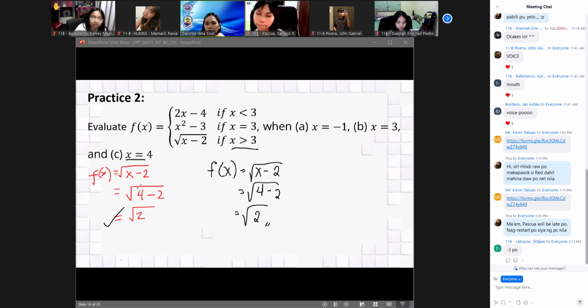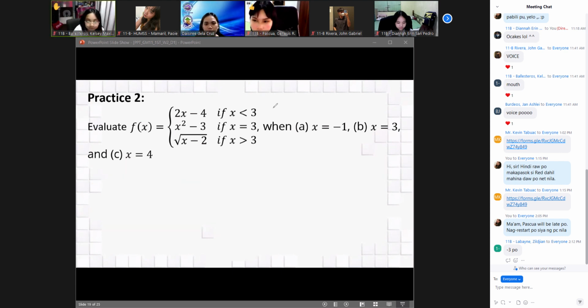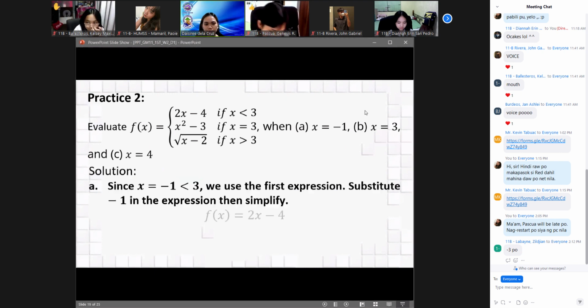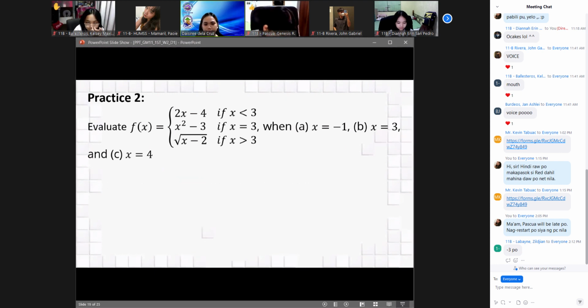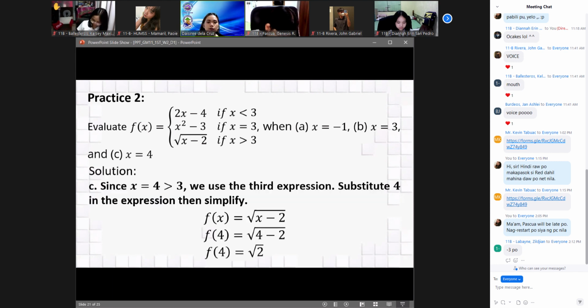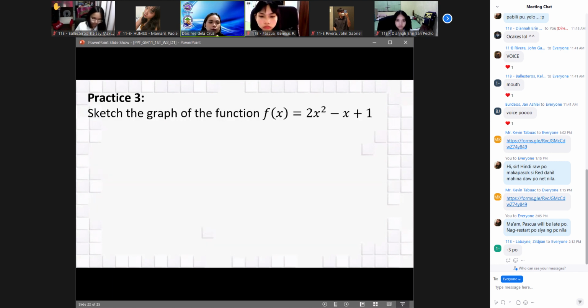So, maliwanag po ba ang pag-evaluate ng function? Yes. Are you sure ha? Baka naman sa mga activities. Naku, puro tayo yes. Ayan. So, ito lang din naman po yung ating solution.